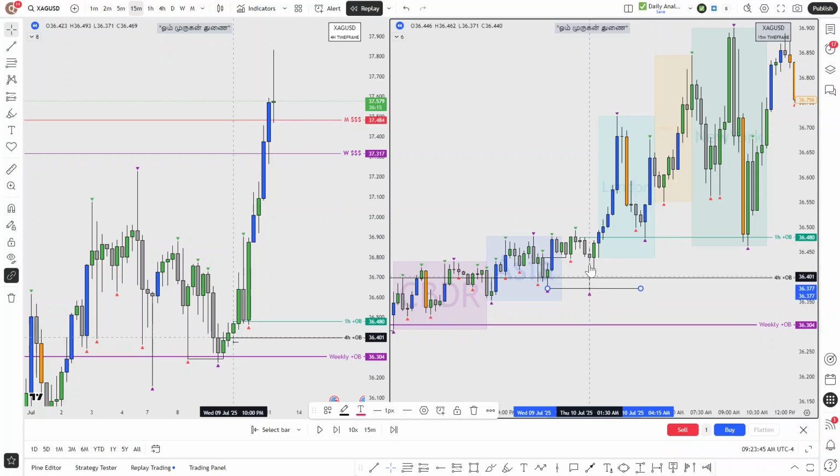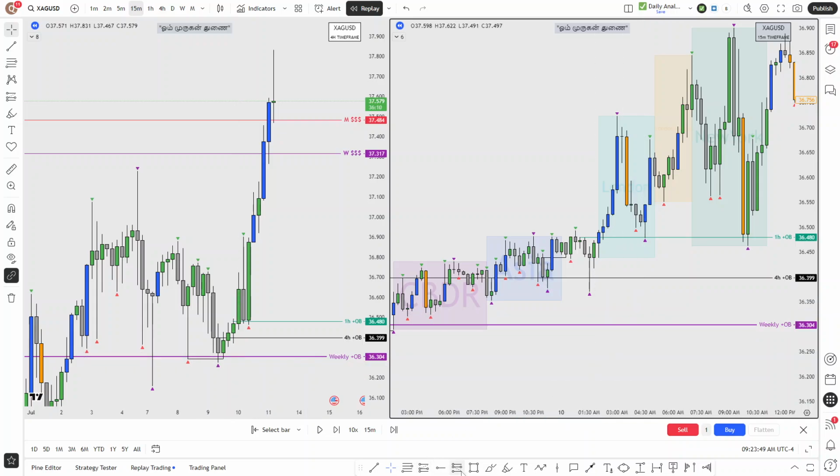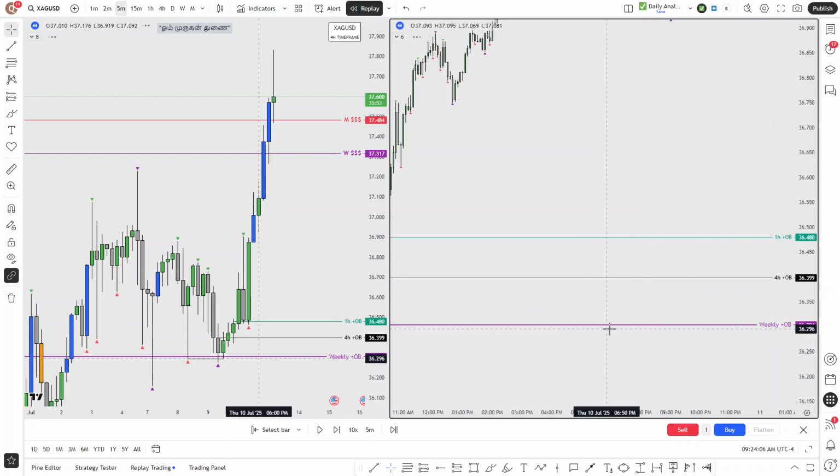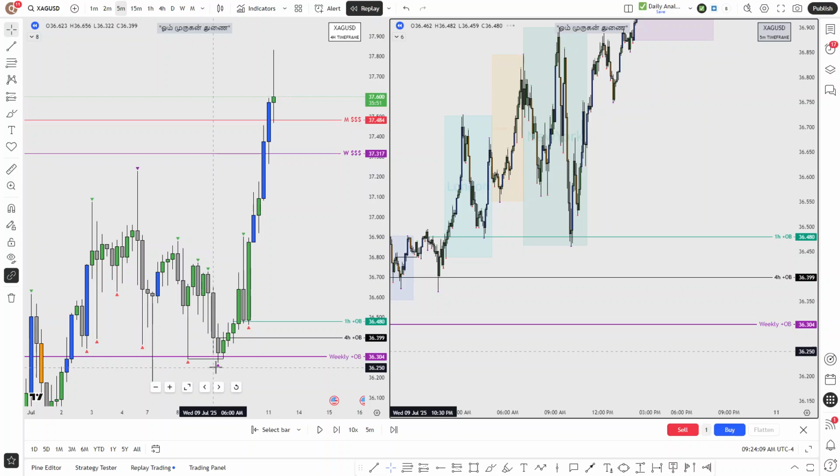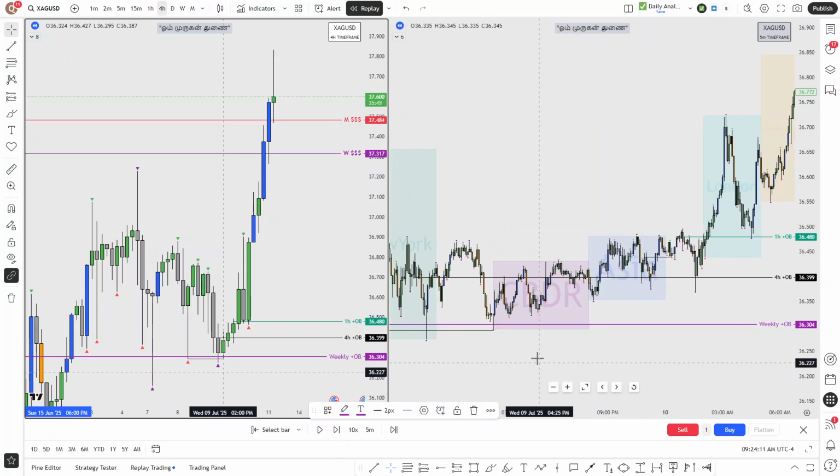I saw this rejection, and this was looking somewhat fishy, because ideally, if it was an SL hit, it should have taken out this Asian low or the CBDR low. But after seeing this rejection with this upper wick doji candle, what I did was I went down further to 5 minutes. After going to 5 minutes, it was even more interesting.